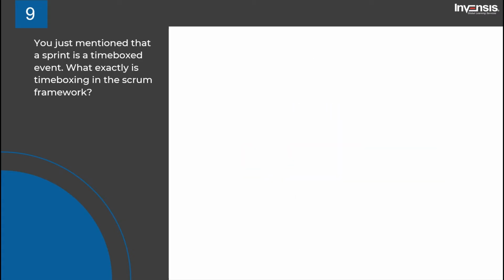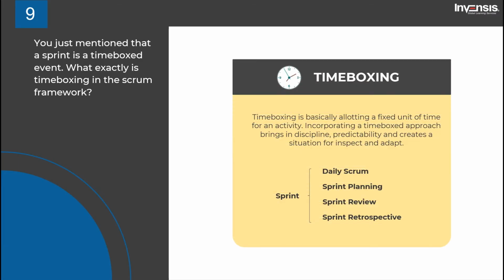You just mentioned that a sprint is a time-boxed event. What exactly is time-boxing in the Scrum framework? Time-boxing is basically allotting a fixed unit of time for an activity. Incorporating a time-boxed approach brings in discipline, predictability, and creates a situation for inspect and adapt. Every event in Scrum is time-boxed and cannot be extended unless absolutely necessary.